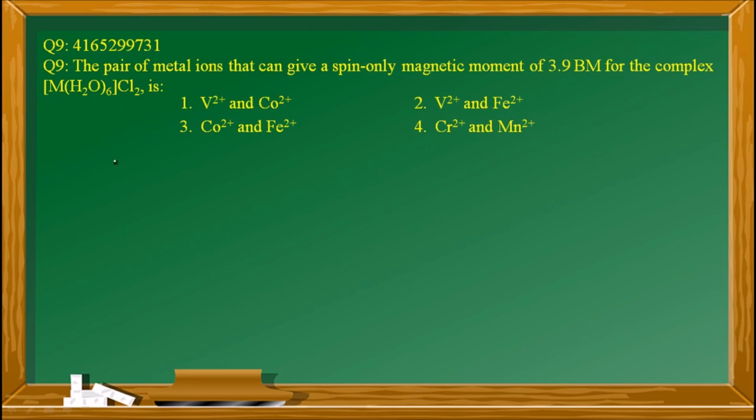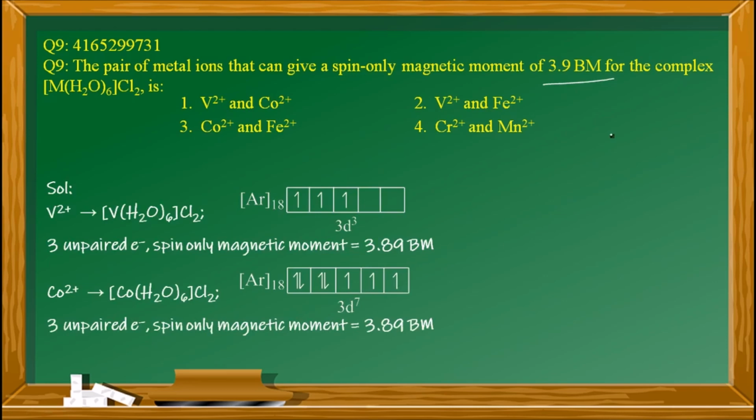Next, question number 9. The pair of metal ions that can give a spin-only magnetic moment of 3.9 Bohr magneton for the complex M, that is metal hexaaqua dichloride, is vanadium 2 plus and cobalt 2 plus, vanadium 2 plus, iron 2 plus, cobalt 2 plus and iron 2 plus, chromium 2 plus and manganese 2 plus. Dear friends, to get 3.9 Bohr magneton, how many electrons do we need? 3 electrons. So let us write down the electronic configuration of these two.